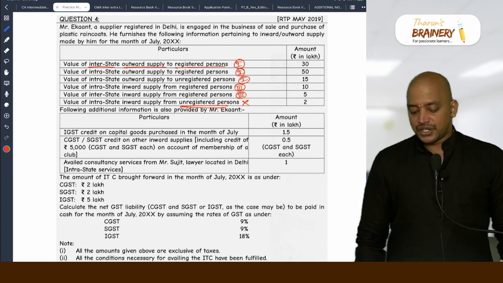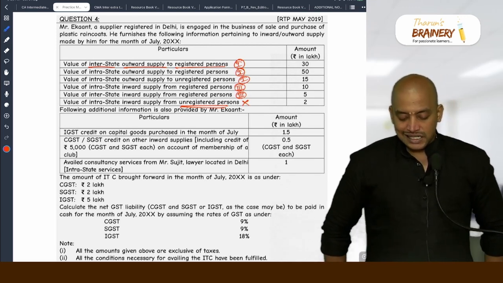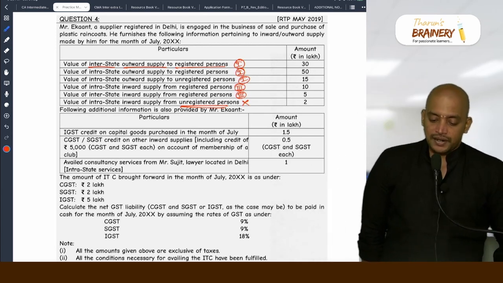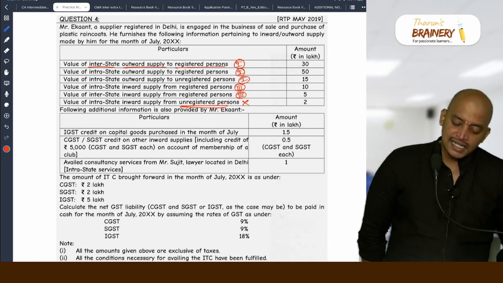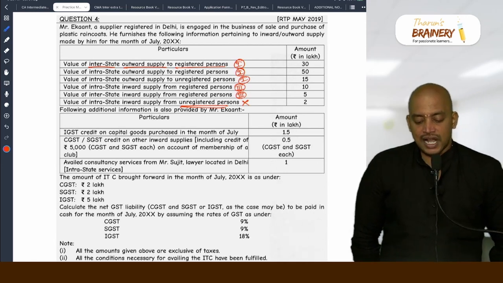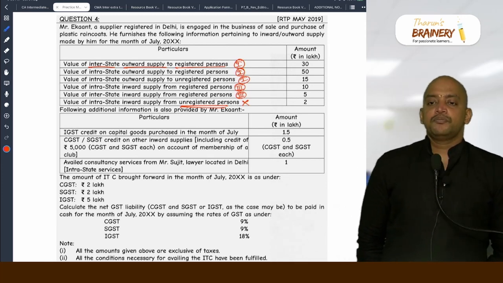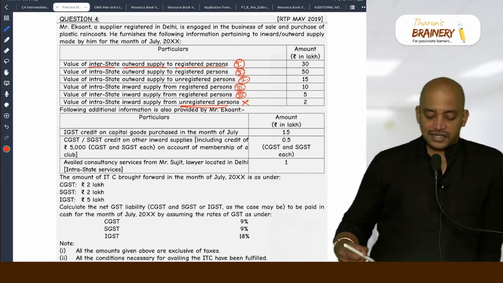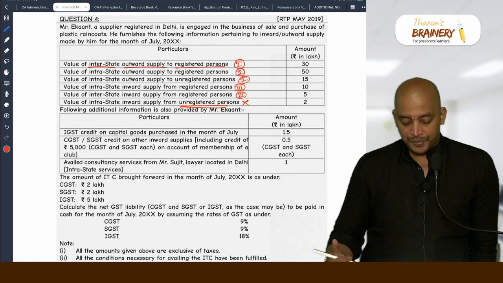Following additional information is also provided by Mr. Ekant. IGST credit on capital goods purchased in the month of July. How much IGST credit? 1.5 lakhs. CGST, SGST credit on other inward supplies, including credit of 5,000 on account of membership of a club. Membership of a club, health and fitness center is blocked credit. So therefore, while doing the ITC computation, keep that in mind.